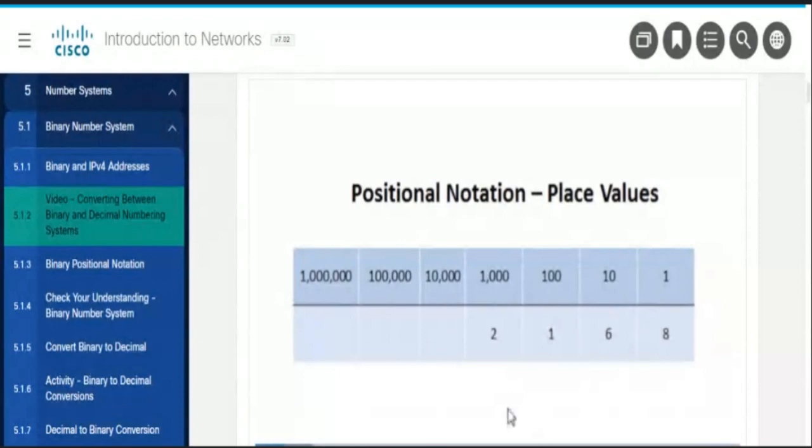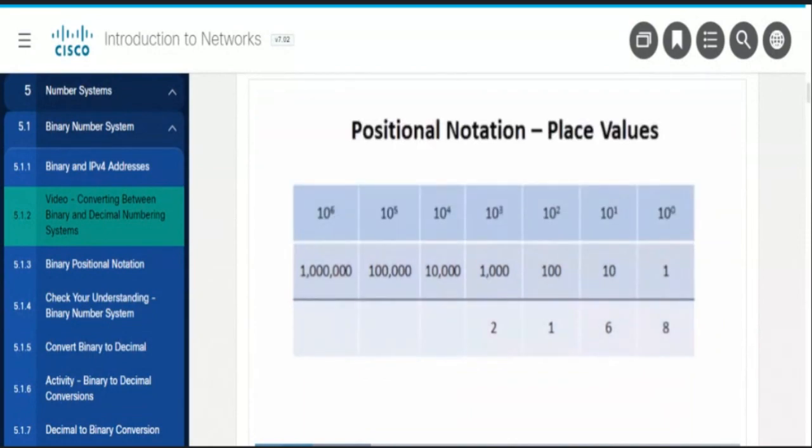You can see that we have the number 2 in the 1,000s place, so we have 2 1,000s. We have a 1 in the hundreds place for 100. We have 6 in the tens place for 60, and we have 8 in the ones place for 8. So effectively, we have 2 1,000s, 1 100, 6 tens for 60, and 8 ones for 8. Now, when we're talking about the place values in the decimal number system, we're talking about the powers of 10.